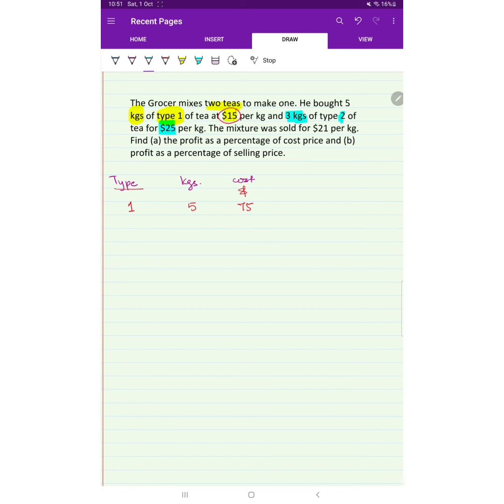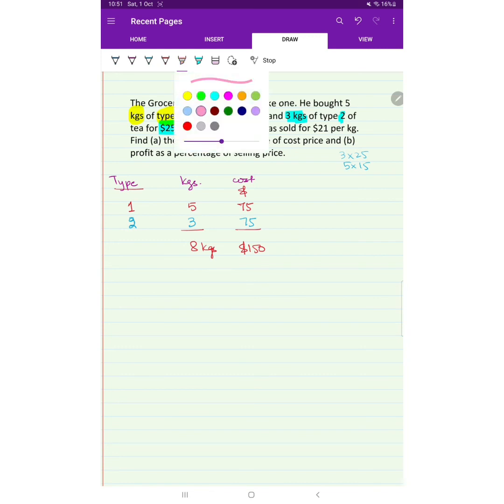Then he bought 3 kgs of type 2 for 25 per kg. So I'll write it down. This is type 2, 3 kgs. Again, 3 into 25 is also 75. So I did 3 into 25 and I did 5 into 15. Let's make it total. So I got 8 kgs at $150. Fair enough? Let's move further. It says the mixture was sold for 21 per kg. Find the profit percentage of the cost price.